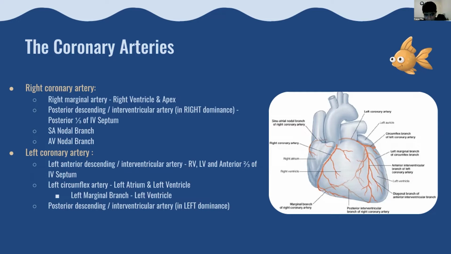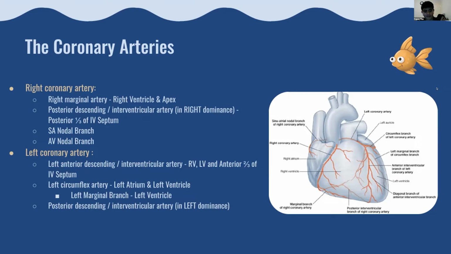The left coronary artery always has the left anterior descending, or interventricular, artery. That's a really big artery. It supplies quite a bit: the right ventricle, left ventricle, and the anterior two-thirds of the interventricular septum. It also has the left circumflex artery, which supplies the atrium and the ventricle on the left side. And a branch of the circumflex artery is the left marginal branch, which supplies the left ventricle.